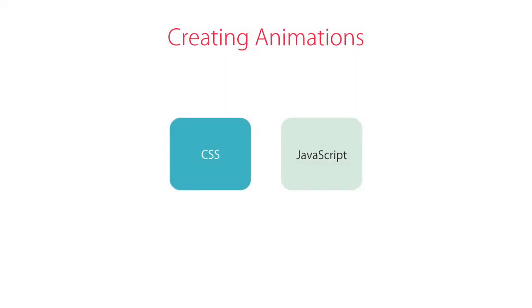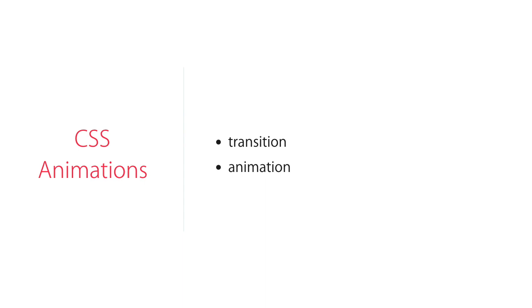There are two primary ways to create animations in web applications. We can use CSS and JavaScript. In CSS, we have a couple of properties like transition and animation. And with these properties, we can animate DOM elements.